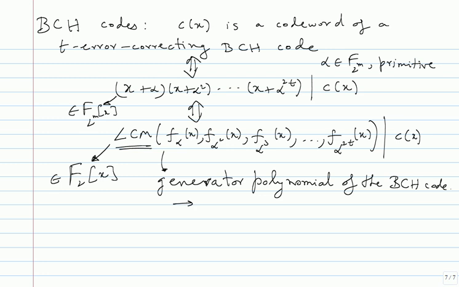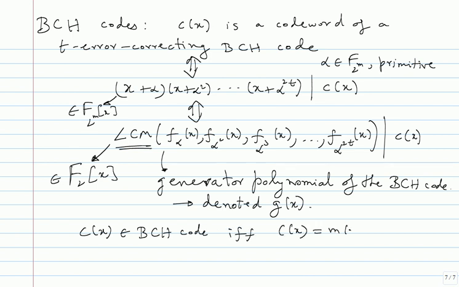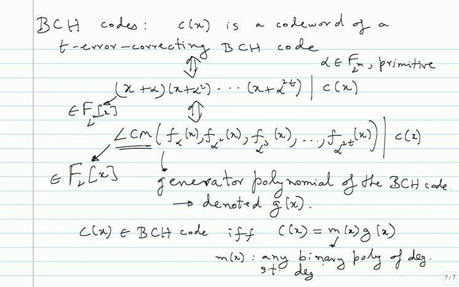It's usually denoted G of X. Look at this powerful statement: C of X belongs to this BCH code if and only if C of X equals m of x times g of x. And what is m of x now? M of x is any binary polynomial. What else should I say? Of degree such that the degree of c of x is less than or equal to n minus 1. That's the only thing I have to worry about now. I know this g of x. I can take all possible binary polynomials m of x so that the product of those two has degree less than that. So m of x itself should have degree less than or equal to something.